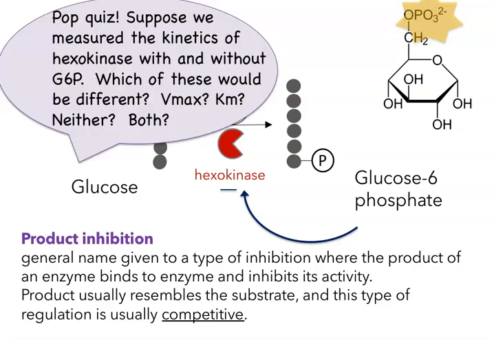Now, products generally resemble the substrate, and this type of regulation is usually competitive. Well, this gives me a chance to quiz you about enzyme kinetics. So suppose that we measured the kinetics of the hexokinase enzyme with and without glucose 6-phosphate. Which of the following would be different? Would the Vmax change? The Km? Neither? Or both? Well, if glucose 6-phosphate's a competitive inhibitor of hexokinase, we'd expect Vmax not to change, but Km would increase. And in fact, that is what you see if you do experiments on hexokinase.